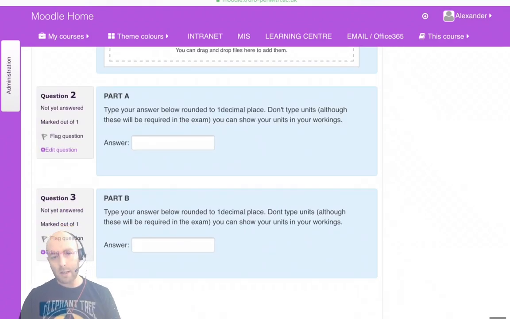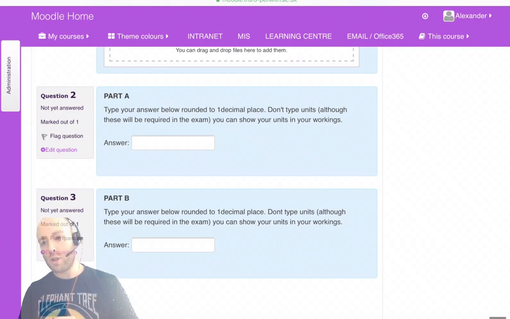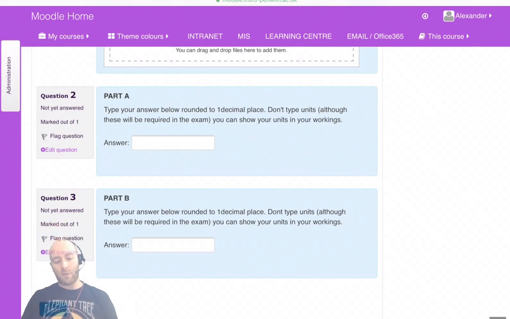It will send it to your lecturer. Your lecturer can read it through, check your workings, decide if you get full marks or not, update your marks and put some comments on it. So we can do all the marking of all your assignments and skills checks via Moodle.